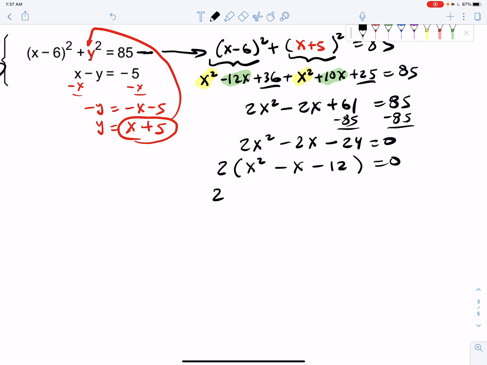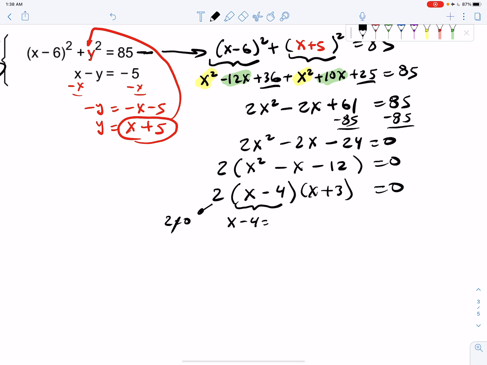What multiplies to negative 12 and adds to negative 1? X minus 4 times x plus 3. Negative 4 times 3 is negative 12, and negative 4 plus 3 is negative 1. So I set each factor equal to 0. Now this factor doesn't make sense setting equal to 0 because that's not true. But any factor with a variable in it sets equal to 0. X minus 4 equals 0, so x equals 4. X plus 3 equals 0, so x equals negative 3. I've got 2 answers for x.